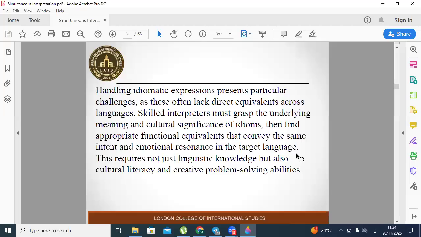Handling idiomatic expressions presents particular challenges, as these often lack direct equivalence across languages. Skilled interpreters must grasp the underlying meaning and the cultural significance of idioms, then find appropriate functional equivalents that convey the same intent and emotional resonance in the target language. This requires not just linguistic knowledge, but also cultural literacy and creative problem solving abilities.